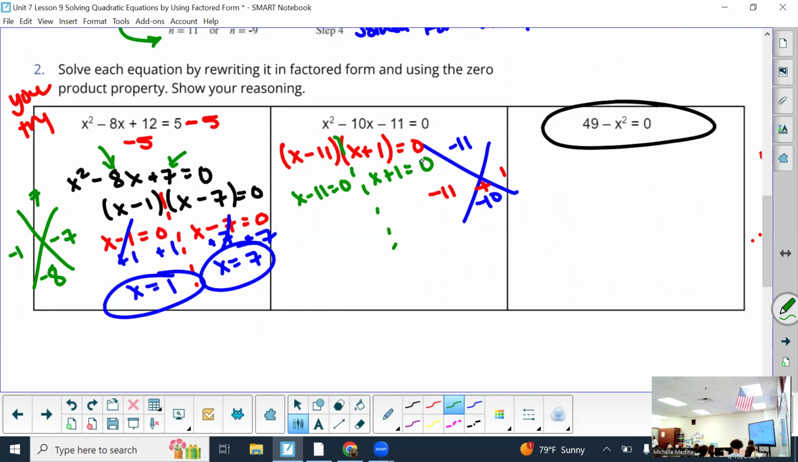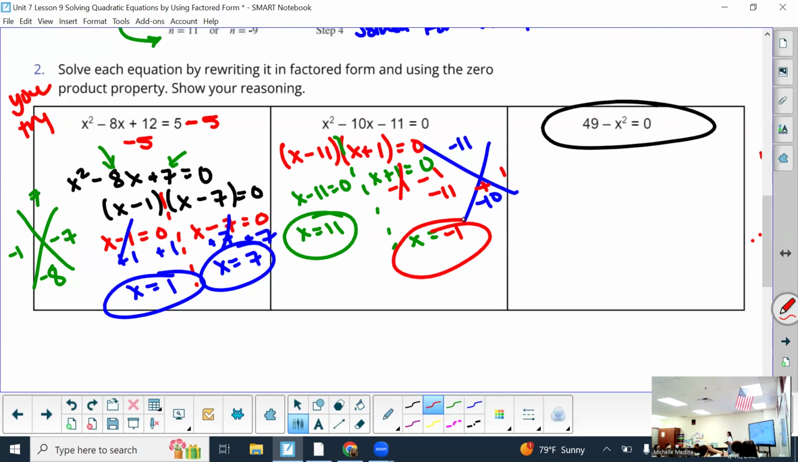So what minus 11 equals 0? And what plus 1 equals 0? Negative 1. Okay, so if it's not clear, just isolate it how you normally would. Instead of adding 1, subtract 1. Do that on both sides. X equals negative 1 is my other answer.